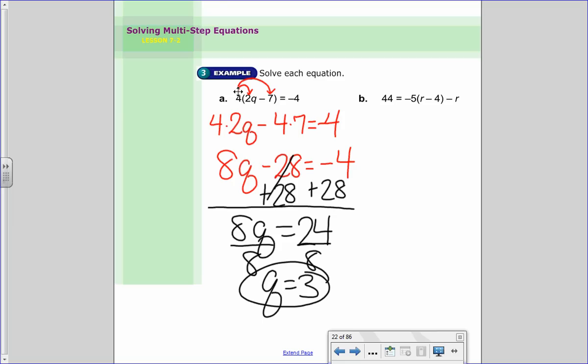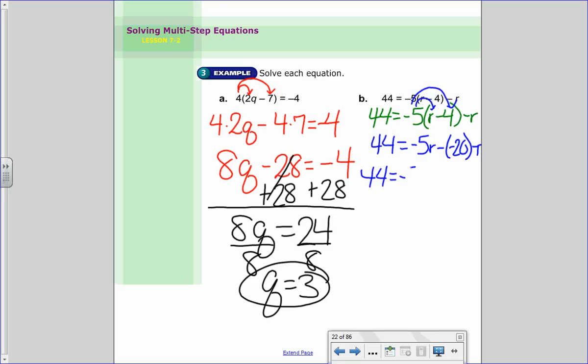All right? It's the same idea with this one again. And I would like you to solve this one with me as I go along because there's actually an extra step added into here. 44 is equal to negative 5 times r minus 4 minus r. So here, again, you start with the distributive property. You can't combine like terms with these parentheses in here. So we do 44 is equal to negative 5r. Then we have a minus negative 20, and then we have that minus r. Well, again, we talked before, 2 negatives in a row make it a positive, so I'm going to clean that up a little bit. There we go.